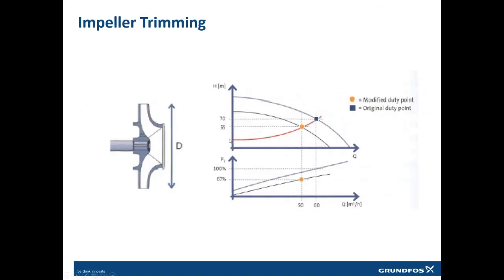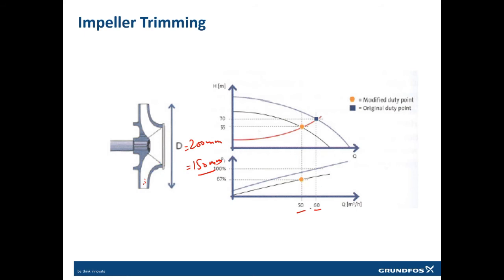The third option to reduce the flow from 60 meter cube per hour to 50 meter cube per hour is to reduce the impeller size. So for example, earlier the diameter of the impeller was 200 millimeter. Now I make it, let's say, 150 millimeter. By this reduction, the surface area of the impeller, which was earlier pushing the water particles, is reduced, which means that the flow and the pressure generated by the pump both will reduce.